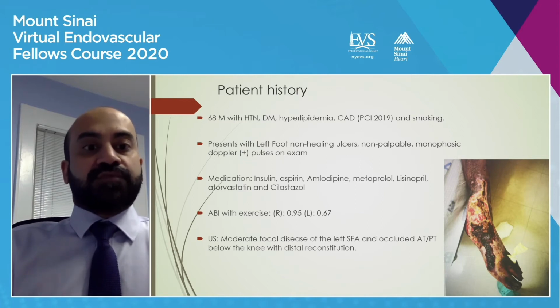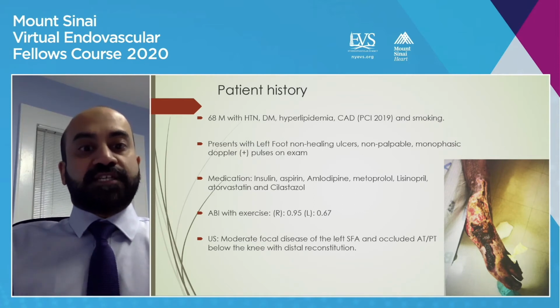As part of the non-invasive workup, he had an ankle brachial index done that showed an ABI of 0.67 on the left. A subsequent ultrasound showed mild disease of the SFA and occluded tibial vessels below the knee. He was subsequently sent for endovascular evaluation, possible intervention.